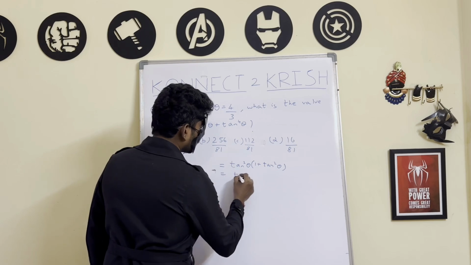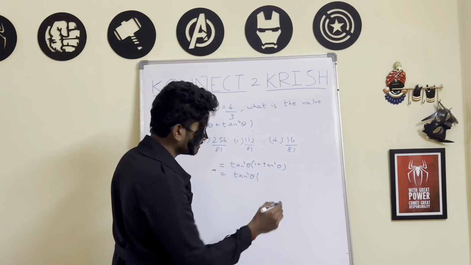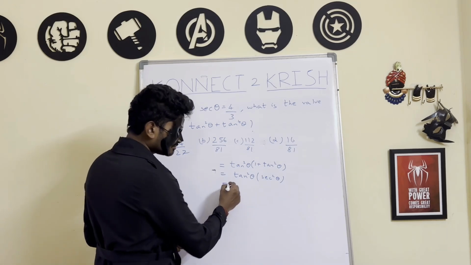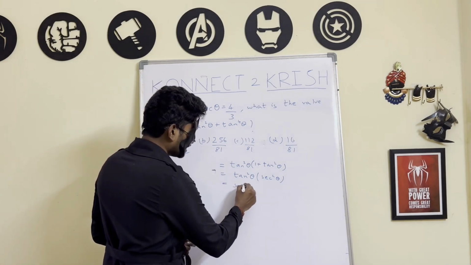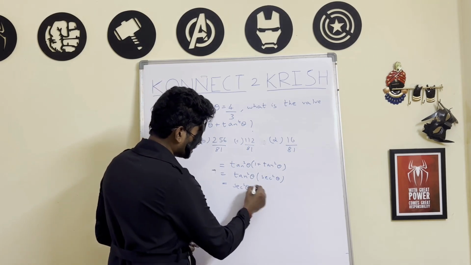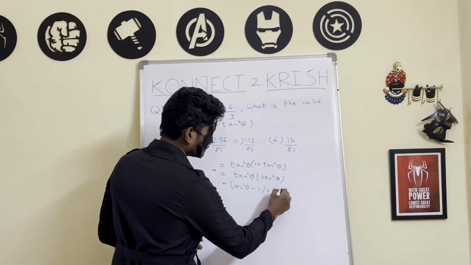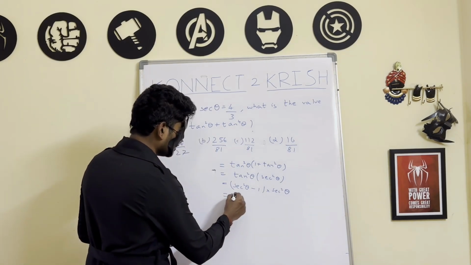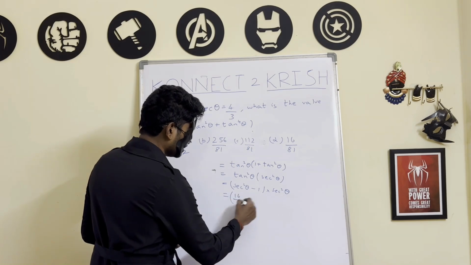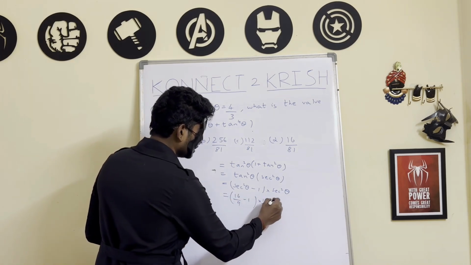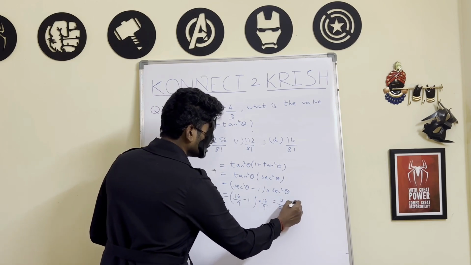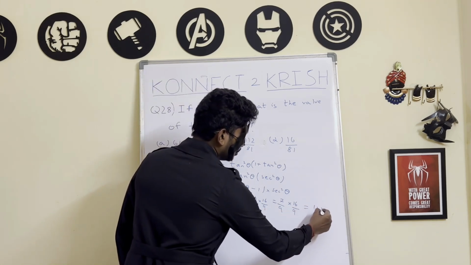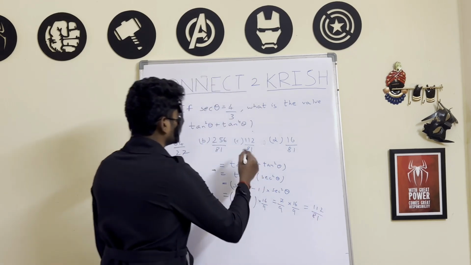Tan square theta is nothing but 1 plus tan square theta is nothing but secant square theta. And even this tan square theta you can write in terms of secant square theta. So tan square theta is equal to secant square theta minus 1 into secant square theta. So secant theta value is given 4 by 3, which is nothing but 16 by 9 minus 1 into 16 by 9, is equal to 7 by 9 into 16 by 9, which is equal to 112 by 81. So option C is right.